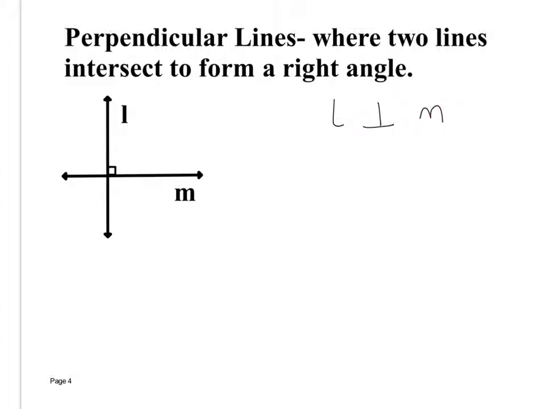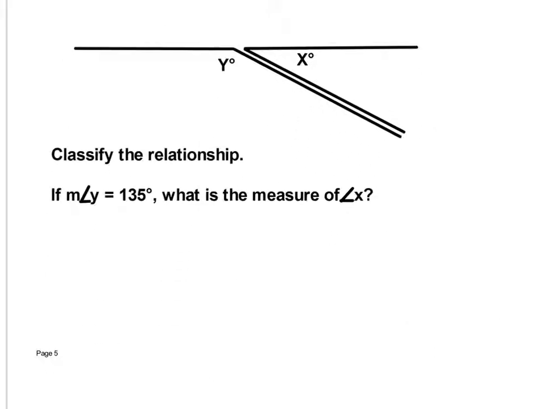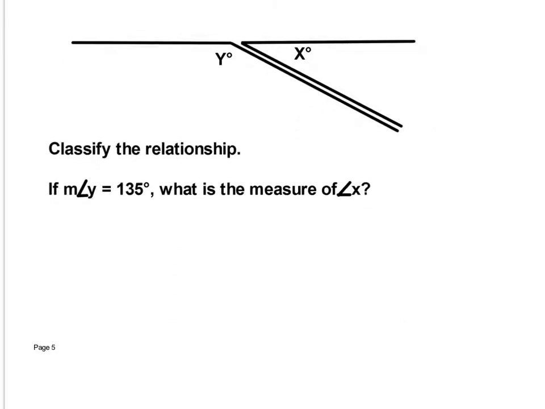All right, any questions? All right, write this down. Classify the relationship. So what they'll do is they'll show you two angles here like this, and they'll say, what's the relationship between these two angles? And then if you know what that relationship is, you can find which one of them is if they tell you what the other one is.